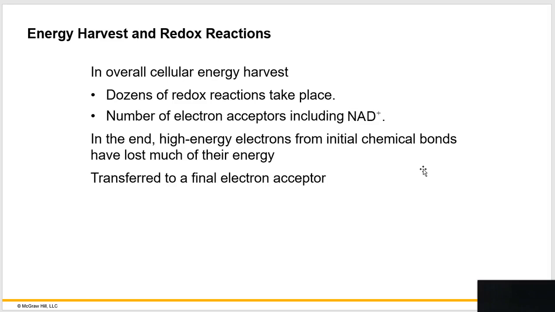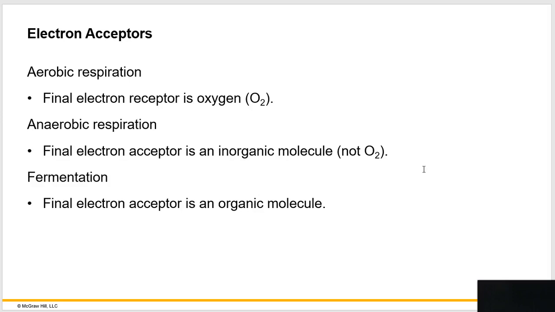So, in overall energy harvest, dozens of these reactions take place. A number of electron acceptors, including NAD plus, end up taking electrons from high energy molecules like glucose and moving that energy to some final electron acceptor. And we're going to talk about what that final electron acceptor is. Well, in aerobic respiration, which is respiration that occurs in organisms that require oxygen, oxygen is the final electron acceptor.